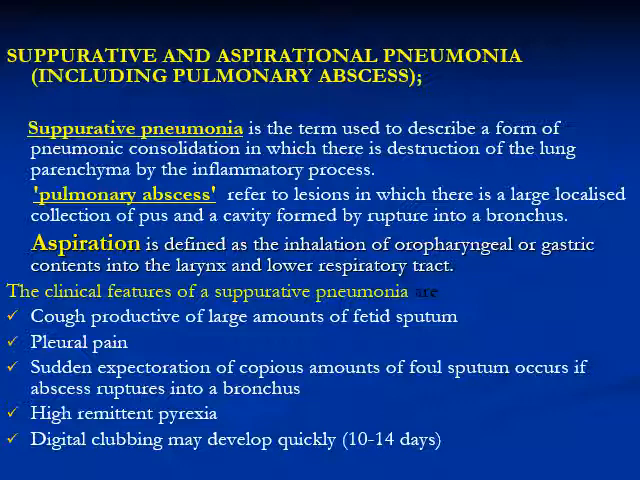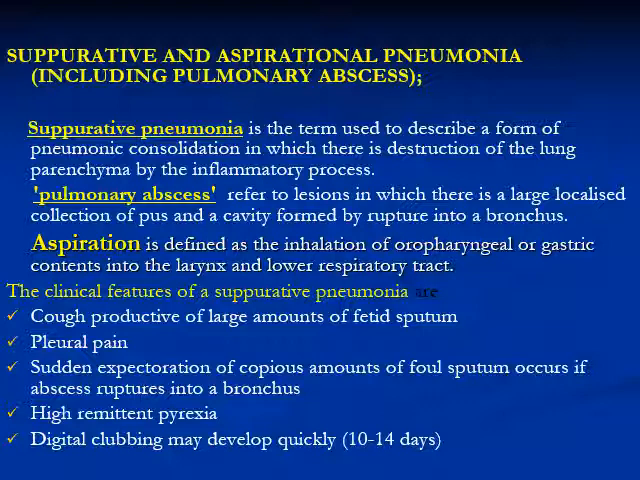This pneumonic consolidation is very severe, resulting in destruction of the lung parenchyma by the inflammatory process, and in such a case there is multiple abscess formation or pus collection. The pulmonary abscess refers to the region in which there is a large localized collection of pus and a cavity formed by rupture into the bronchus.